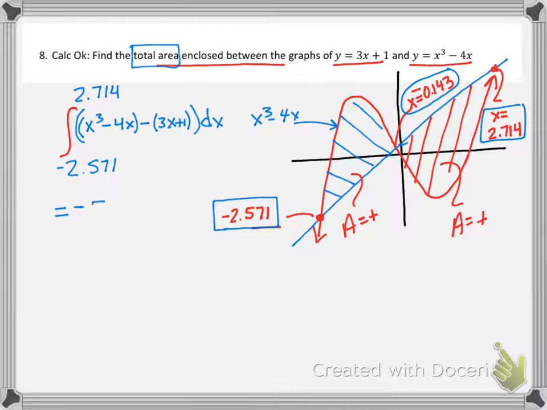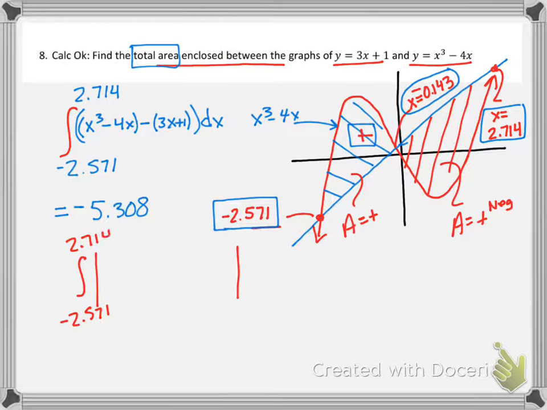The answer I got was negative 5.308. But the reason this is wrong is because it's treating the first portion as positive and the next area as negative, because the upper and lower curves switch. Instead, since we can use our calculator, if we looked at the absolute value of that same integral, that would result in the correct answer.